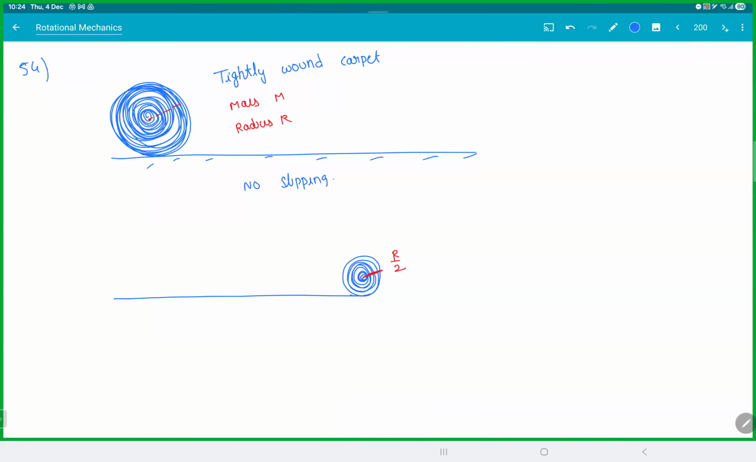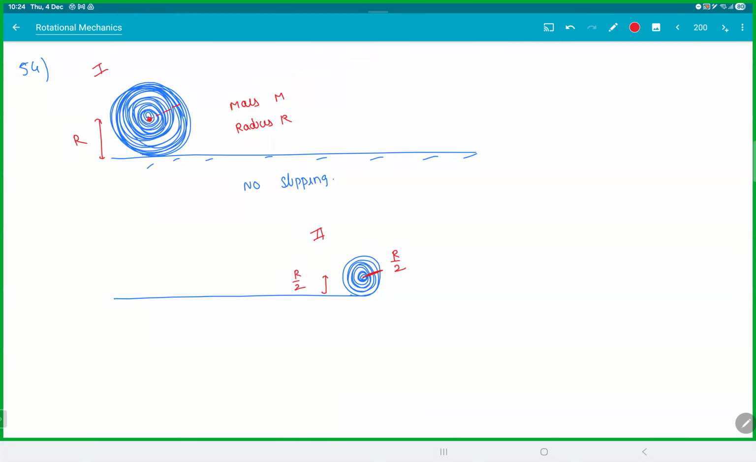So this is your state one. This is your state two. Where is the center of mass initially? This is the center of mass at a height of r. Now where is the center of mass? R by 2.